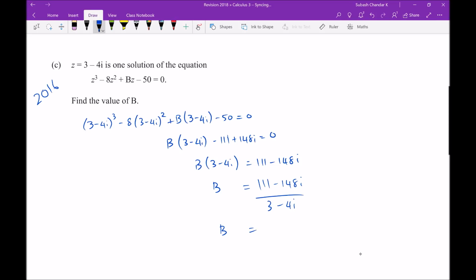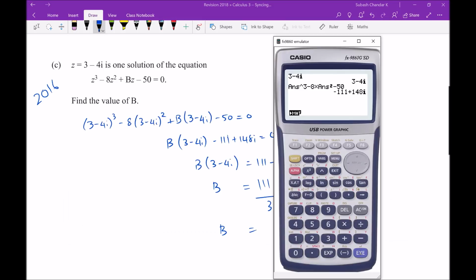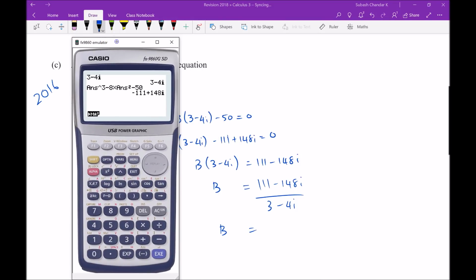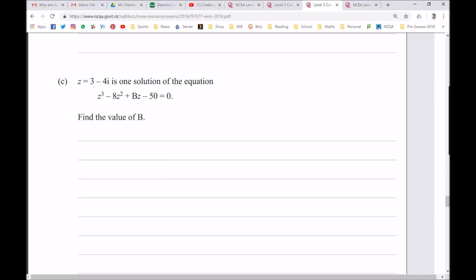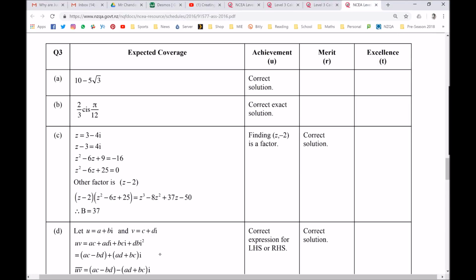And I think it kind of makes, what is it? It's going to be 48, 74, 37, is it? So I've got 111 minus 148i divided by 3 minus 4i. Okay, I've got b is equal to 37. Let's have a look at the answers. And what does it say for the answers? Yeah, see, they've done it a slightly different way.